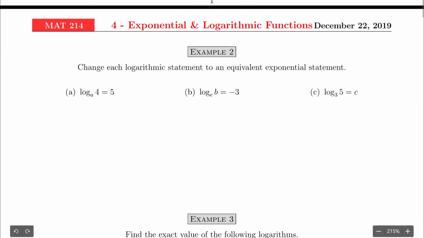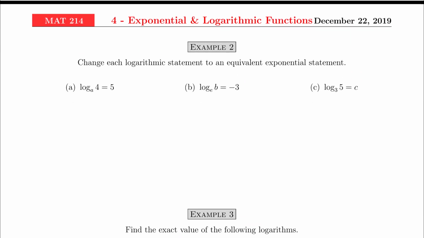With example 2, we're going in the opposite direction. We're taking the logarithm and writing it as an exponential. Here for part A, the base is a. The exponent will become 5. And that will be equal to 4. So a to the 5th is equal to 4.